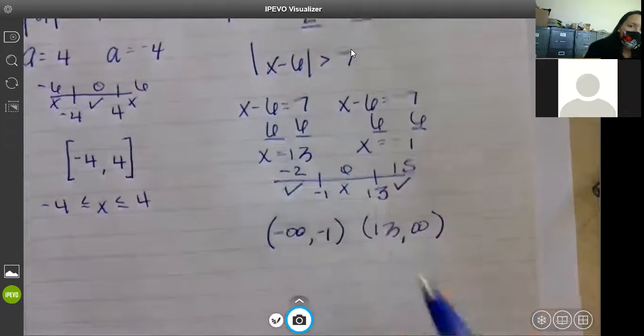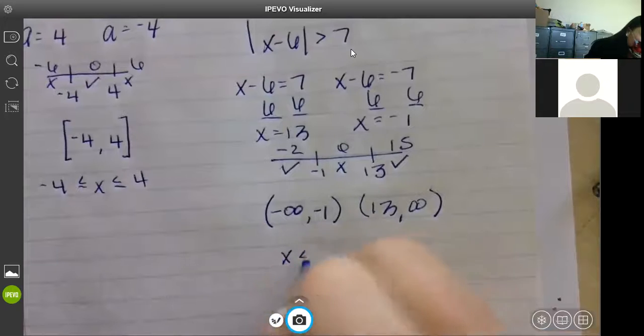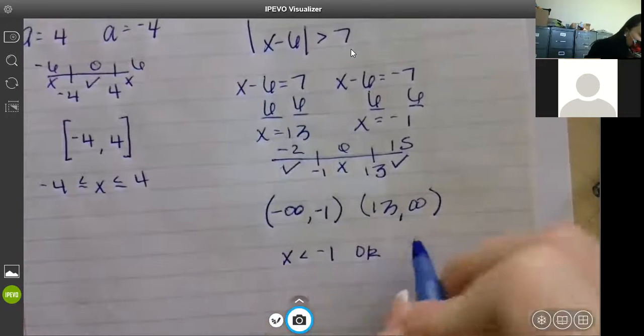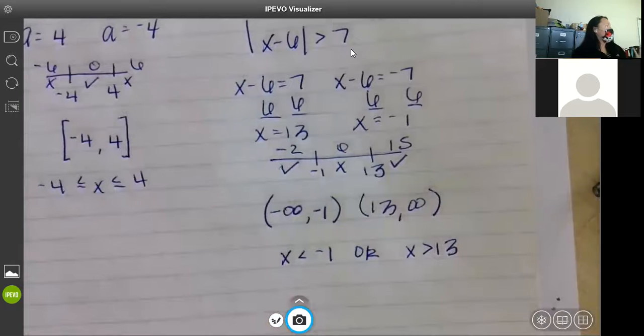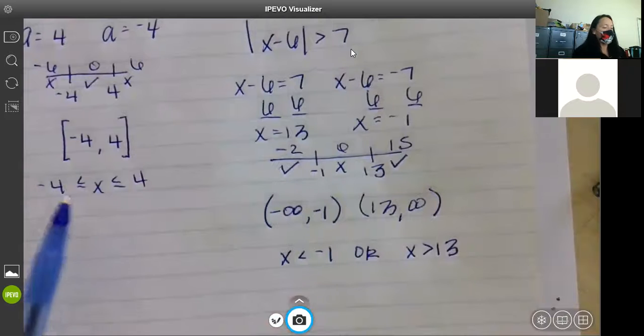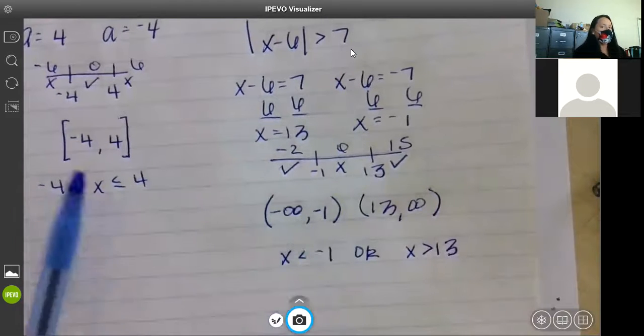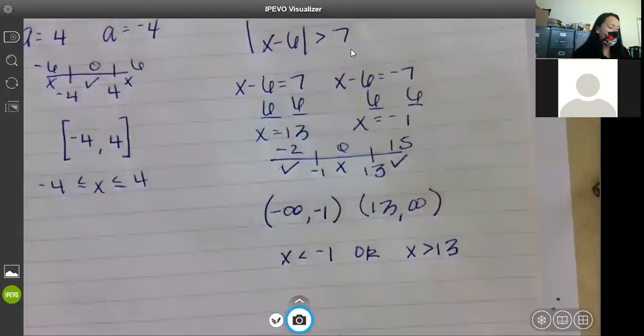If we were writing it normal, like I showed you yesterday, x is less than -1, or x is greater than 13. I'll take either way actually on the test, so it doesn't matter to me at all. Your test is probably going to be on EDIA anyway, so it'll probably be more like this. Okay, but know how to write these as well.